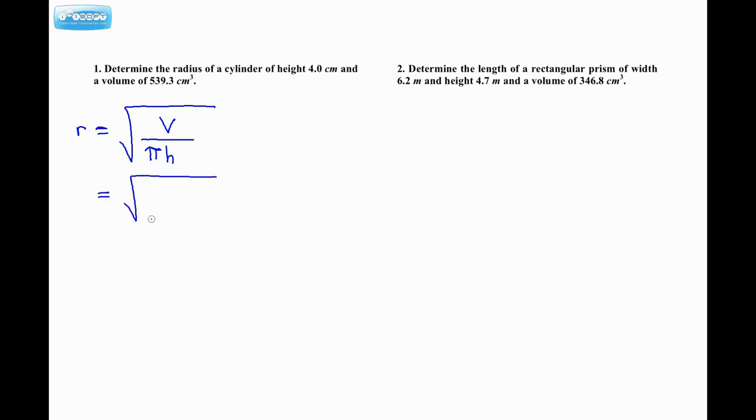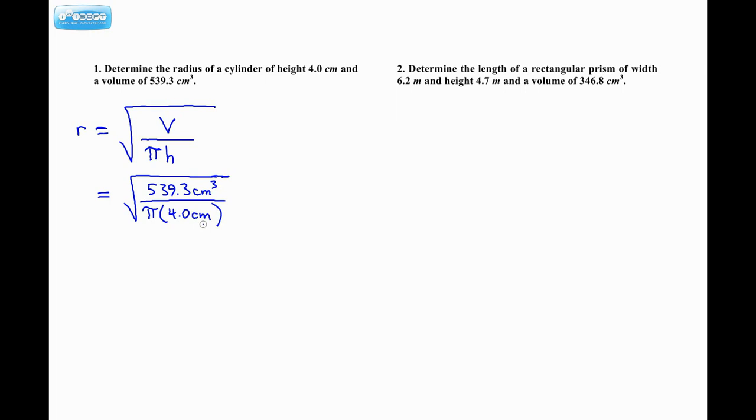So the volume here is 539.3 cubic centimeters divided by, make sure this square root symbol includes everything, pi times my height, that's 4 centimeters. Okay, so what you're going to do is take your calculator and work out everything that's inside here, and then take the square root.